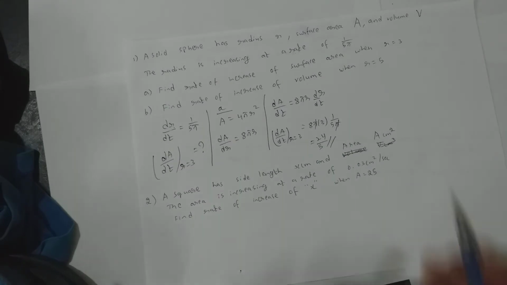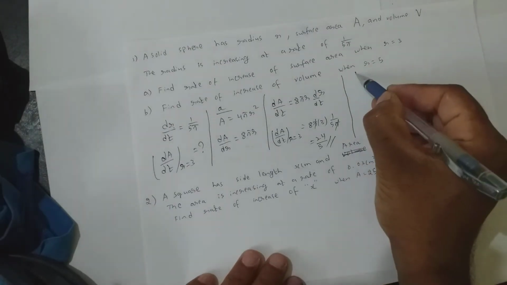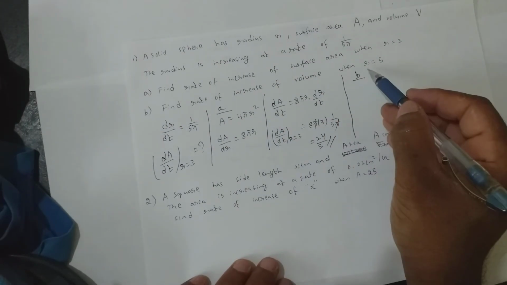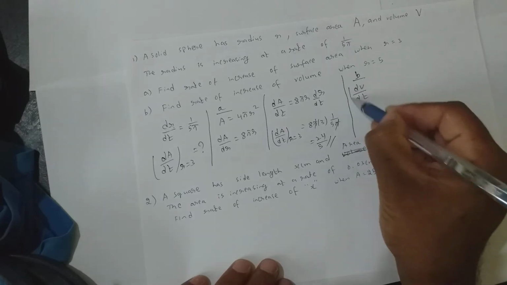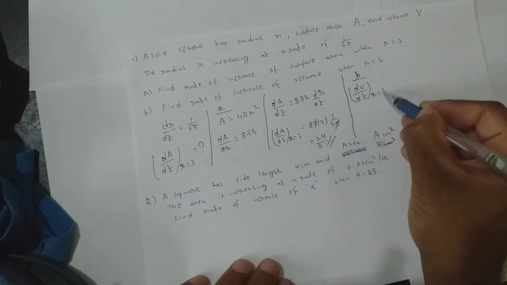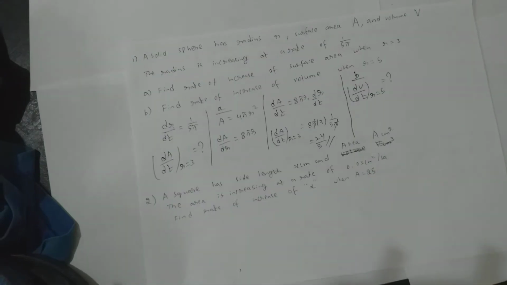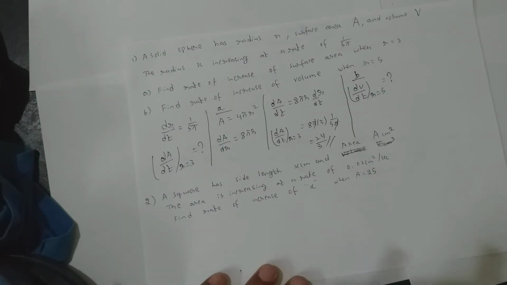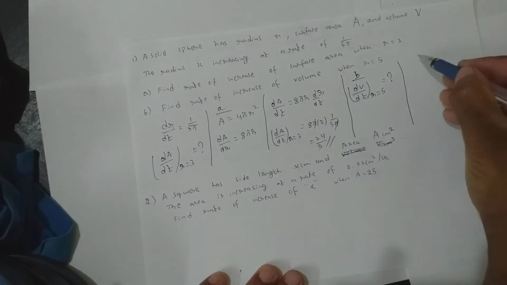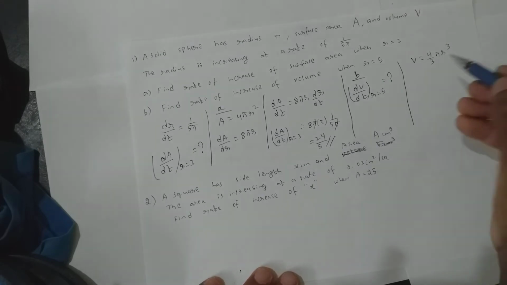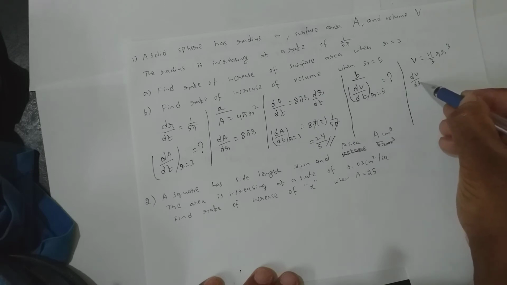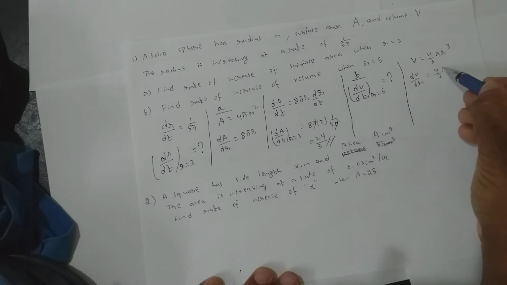Are we clear? Now look at B1. The rate of increase of volume. So now rate of increase of volume means dV by dt you need to find when r is 5 is the question mark. Okay. So generally what is the volume of sphere formula? 4 by 3 pi r cube. So how much is dV by dr? 4 by 3 pi into 3 r square.